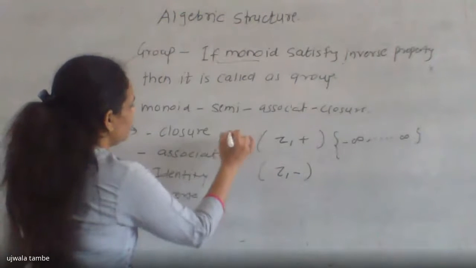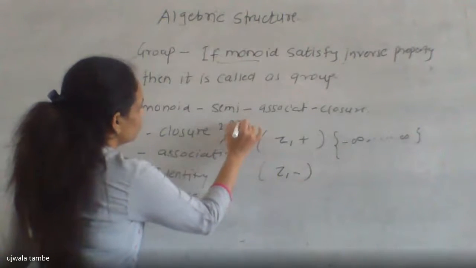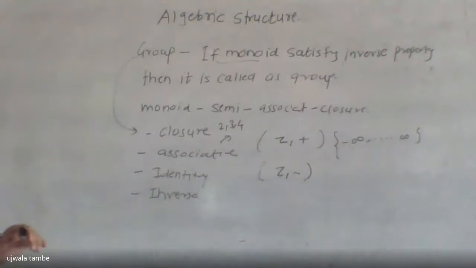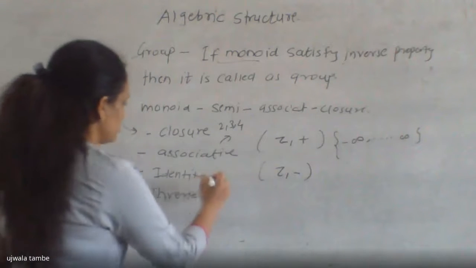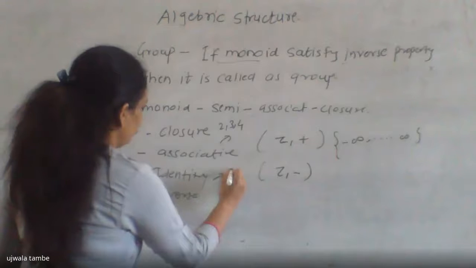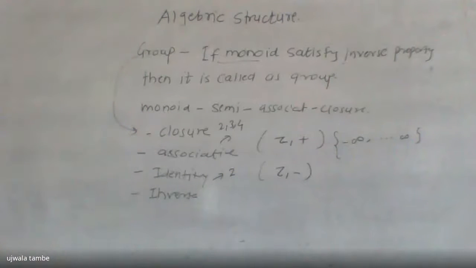For associative, pick 2, 3, 4. So we can get the same answer. And for identity, pick 2. Yes. What happened with the subtraction?